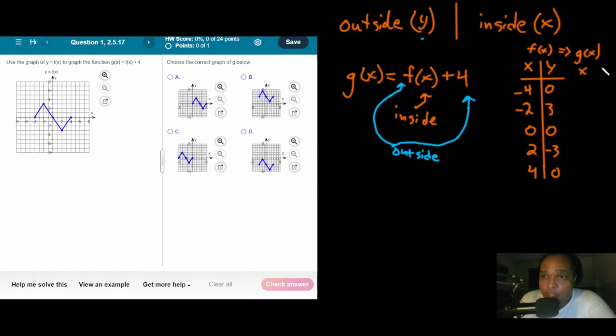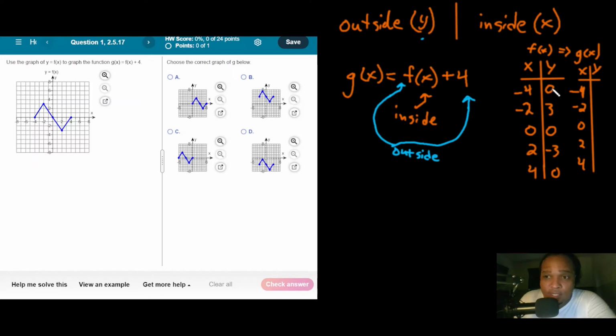So it's going to get its own xy table. Now, mind you, we're not doing anything to the x's, right? Because there's nothing going on inside of the function. So the x's are going to stay the same: -4, -2, 0, 2, and 4. But what are we going to do to all of our y's? We're going to add 4 to them.